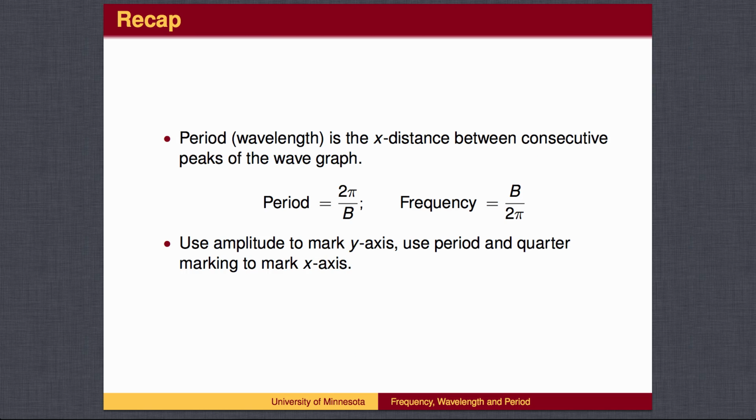To recap, the period, or wavelength, is the x distance between the tops of two consecutive waves. If you are given the graph, you can measure the period directly. The frequency is the reciprocal of the period. Frequency and period can be found from the equation using the formulas here. To graph a wave from the equation, mark off the y-axis using the amplitude. Find the period using the formula and divide it into 4 equal parts to place the quarter markings. Then place the key points and sketch the graph.